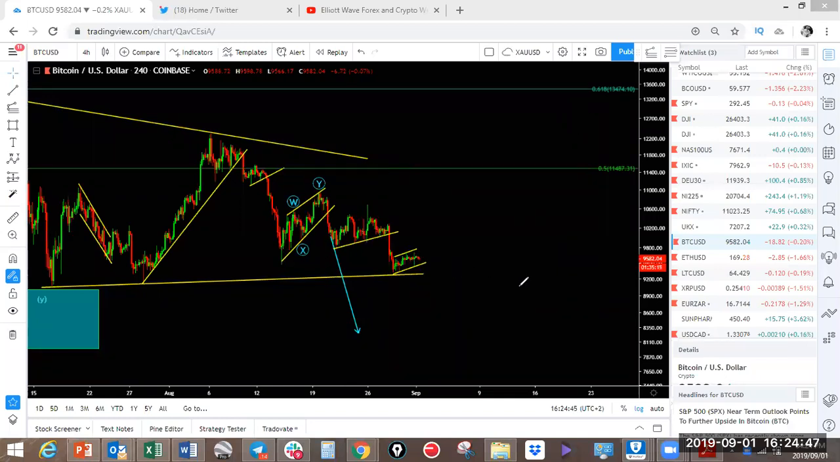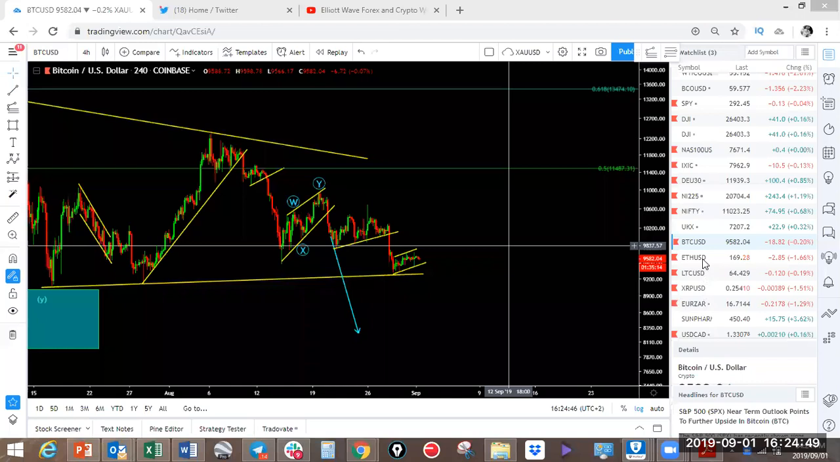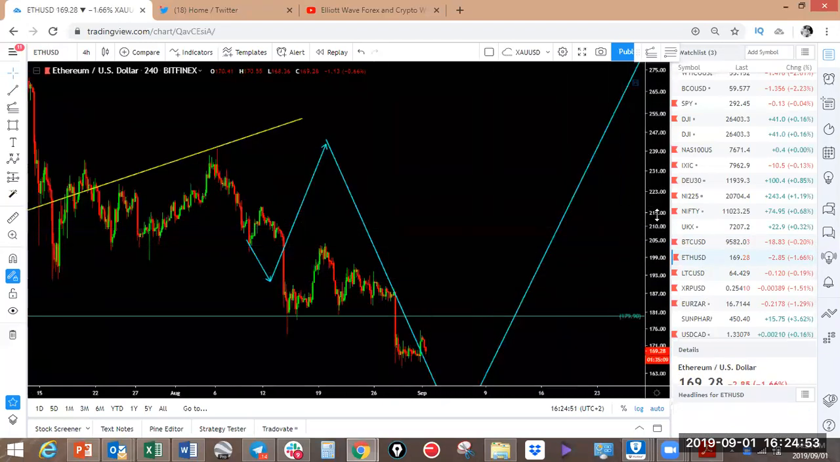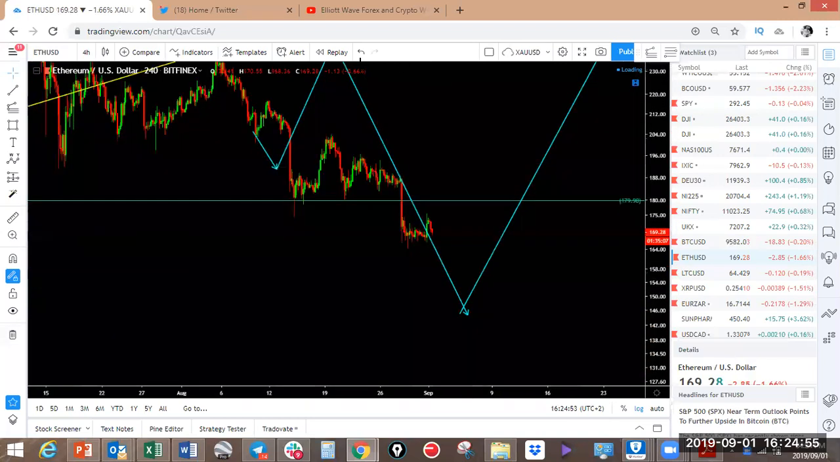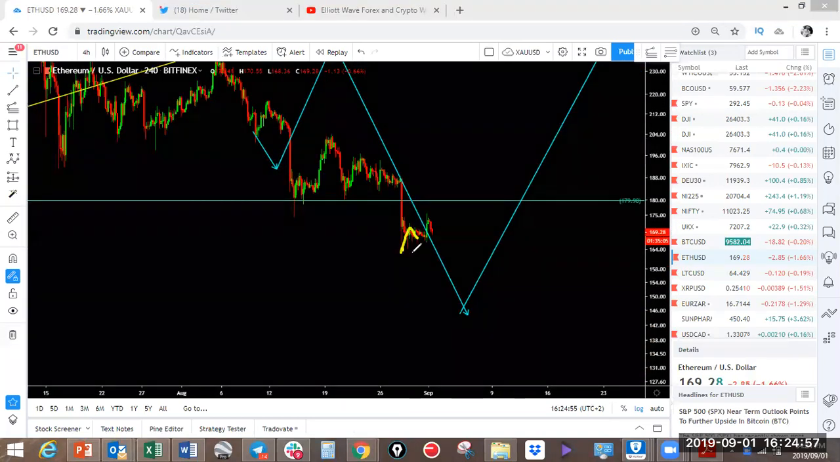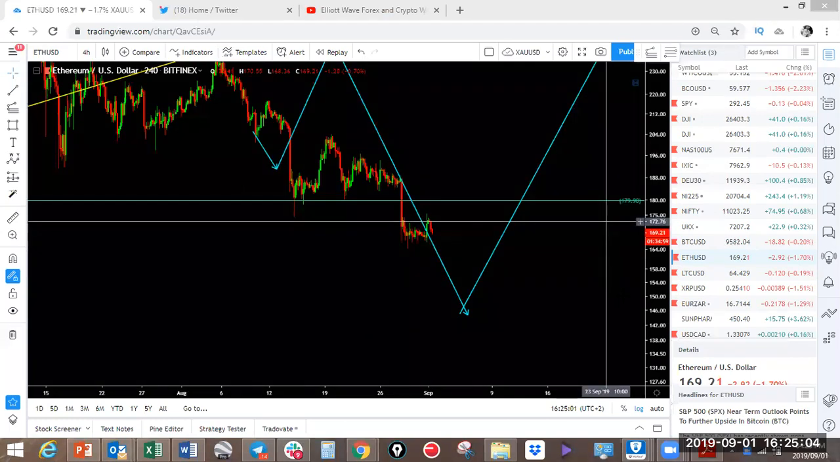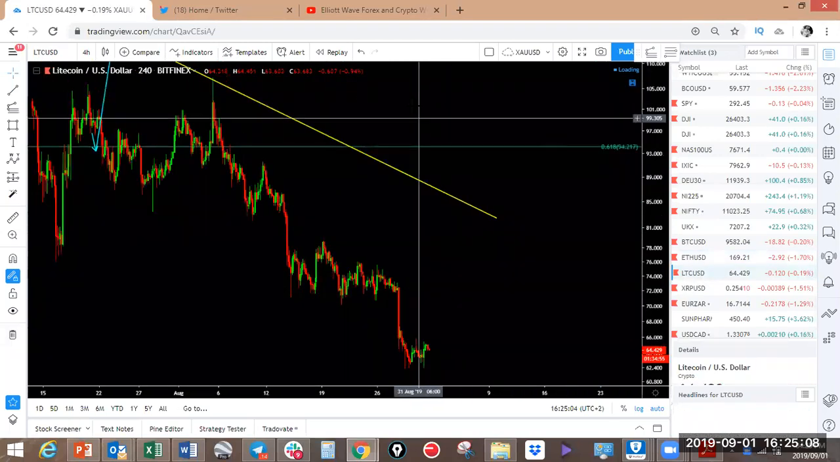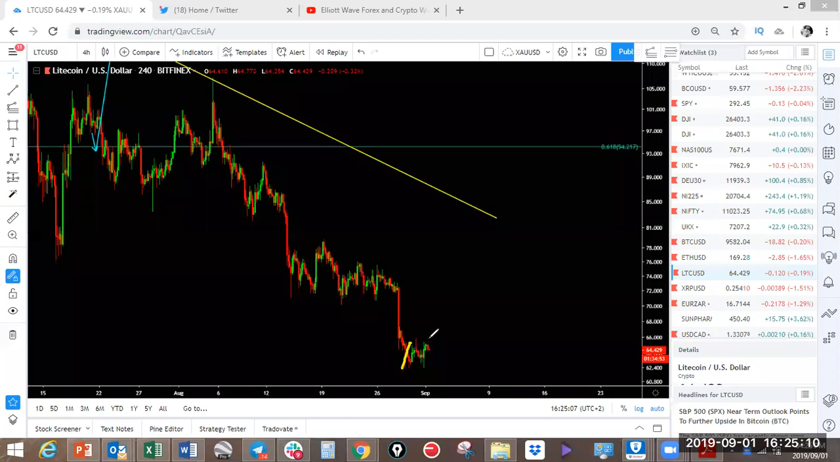All right, so now that is Bitcoin. Let's look at Ethereum. So all the cryptos, you'll be looking at this small corrective structure and looking for it to drop further. So all the cryptocurrencies, you're just looking for this 1, 2, 3 corrective structure, pull back here. That's the trade for the next couple of sessions. Further drop there. That is on Ethereum. On Litecoin, you're looking at the same thing. They've all got this similar structure in the lower degree, looking for them to drop.